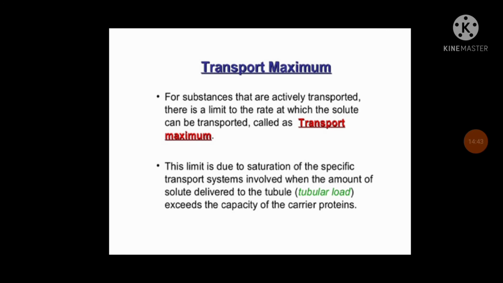What is transport maximum? For substances that are actively transported, there is a limit to the rate at which the solute can be transported. That is called the transport maximum. This limit is due to the saturation of the specific transport system involved, when the amount of solute delivered to the tubule, that is the tubular load, exceeds the capacity of the carrier proteins. So if the amount of solute exceeds the number of carrier proteins, then that substance is going to be excreted, delivered to the urine.